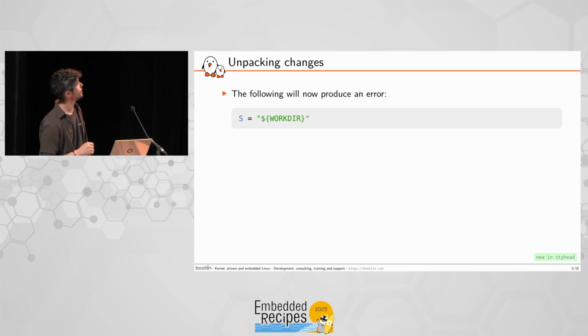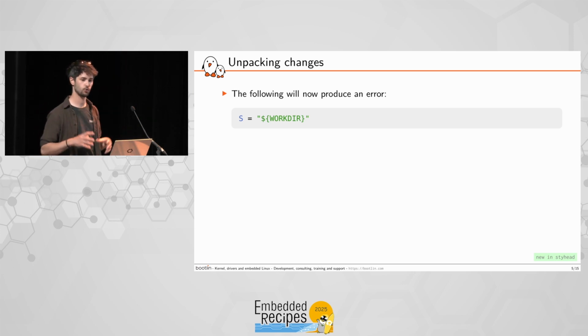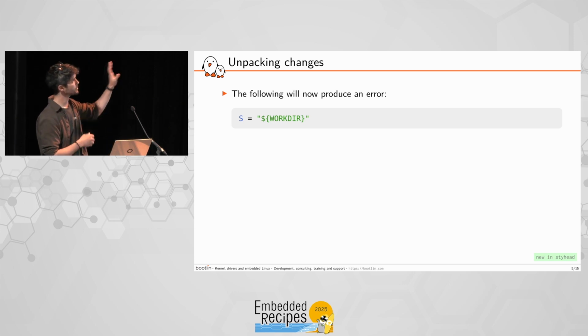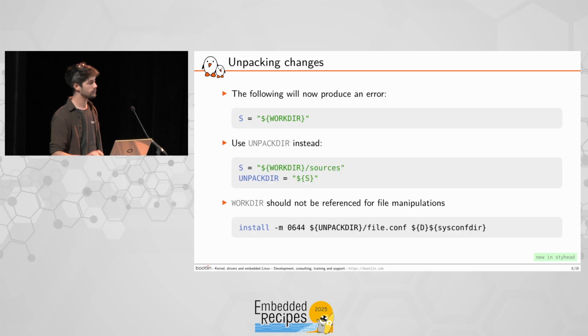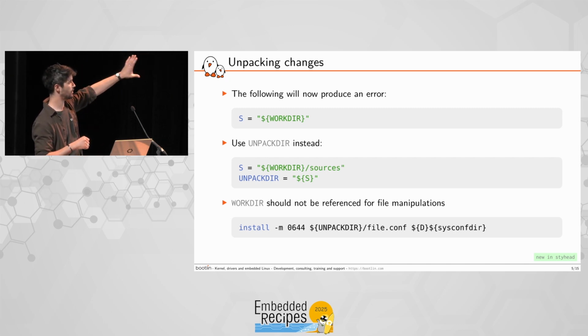Next thing is a big change in Styhead. Previously, a lot of recipes were setting S to WORKDIR because they wanted to unpack sources directly within the work directory. This is not possible anymore, and I think the reason is simple. We don't want to extract everything within a directory that contains other things that are unrelated to sources. So this will produce an error. The simple way to fix it is to use another variable called UNPACKDIR. The recommended way of setting S and UNPACKDIR is this one. Don't ask me why. This is the way.